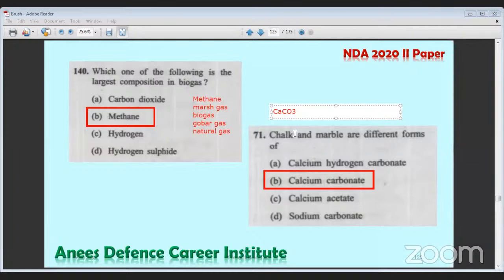Any other name? CaCO3 के और कुछ नाम है? एक नाम बहुत इंपॉर्टेंट रह गया यहाँ पे. चॉक मार्बल के अलावा एक और बहुत इंपॉर्टेंट नाम रह गया. Very good, Srinath. It's called limestone. More famous. You cannot forget, boys and girls. Very important. तीन नाम है कैल्शियम कार्बोनेट की.